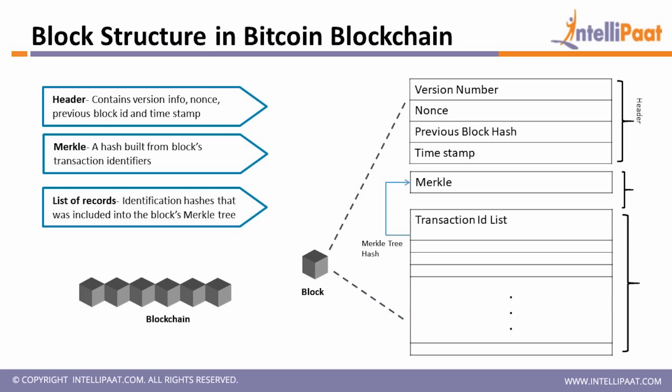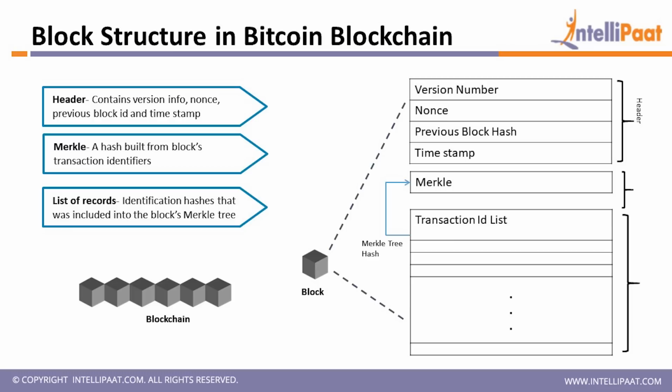A Bitcoin blockchain block consists of three components: header, Merkle, and list of records. The header contains version info, nonce, previous block ID, and timestamp, while Merkle is a hash built from the block's transaction identifiers. What is Merkle? We will look into it in detail in coming slides. List of records: identification hashes that were included in the block's Merkle tree. So your Merkle is built from the block's transaction identifiers, and those transactions' list of records is contained in the transaction ID list.